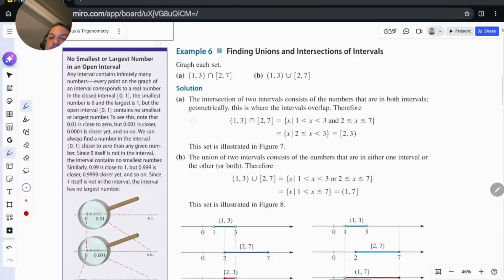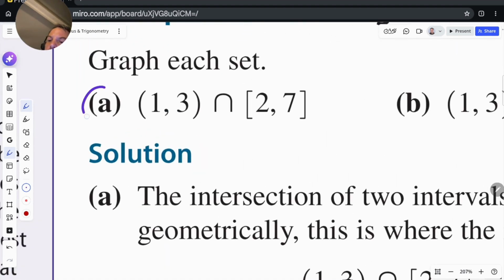Let's take a look at A. All right, so the intersection of two intervals is the set of numbers that belong to both intervals simultaneously. Geometrically, this would be the overlap region on the number line. So here, which numbers are in both (1, 3) with our open parentheses, and [2, 7] with our brackets, at the same time? So here we have numbers greater than 1 and less than 3, and also greater than or equal to 2.